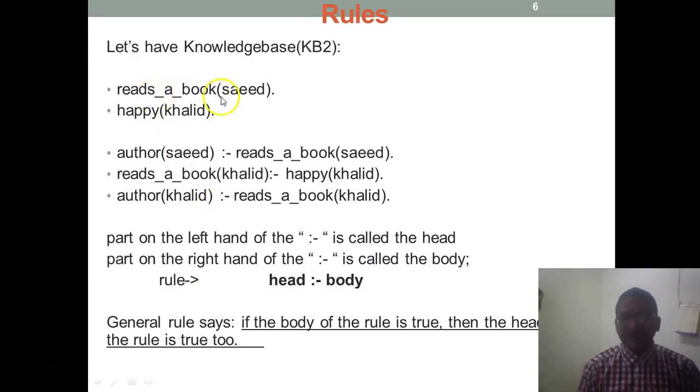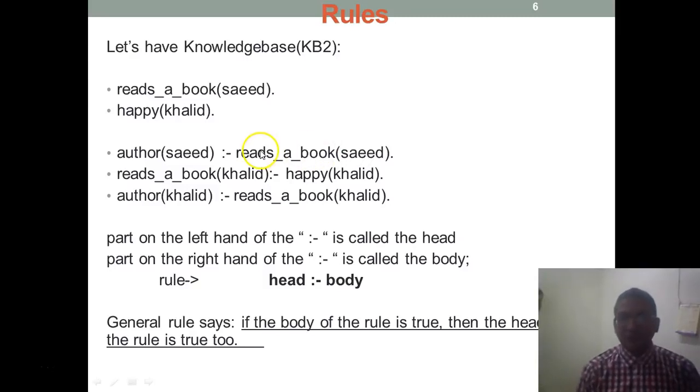Facts are simple statements which contain only one atom, but a rule is used to state information which infers or implies another fact. So if we look at this knowledge base, we have read book Syed, happy Khalid. Then we have author Syed. We are using this sign, a colon followed by a hyphen, in the rule author Syed :- read book Syed.